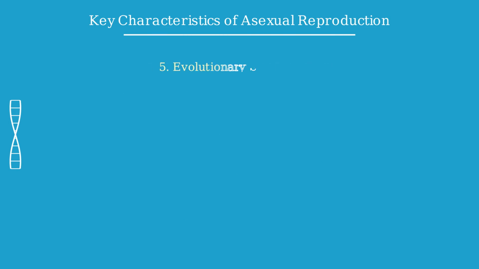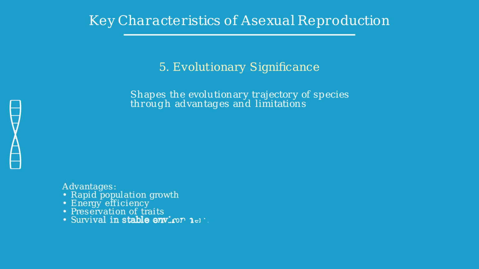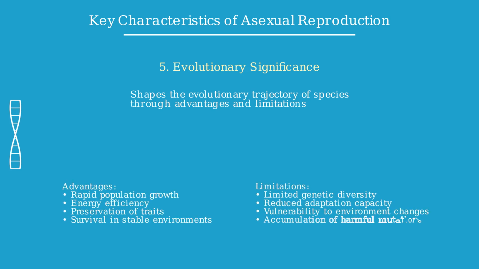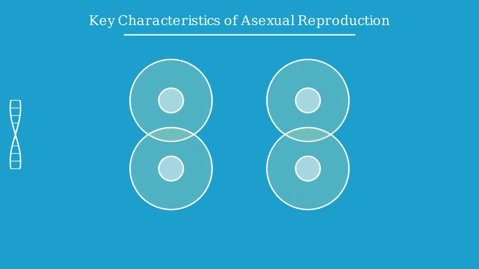The fifth key characteristic relates to the evolutionary significance of asexual reproduction. Asexual reproduction shapes the evolutionary trajectory of species through both its advantages and limitations. While it allows for rapid colonization and preservation of successful traits, the lack of genetic recombination limits adaptation to changing environments. These key characteristics make asexual reproduction an important reproductive strategy in the natural world.